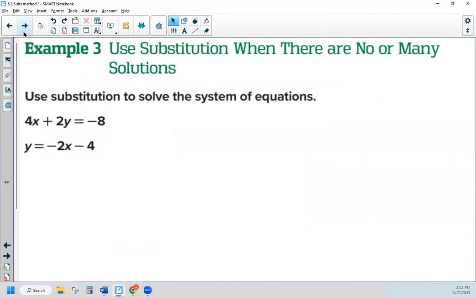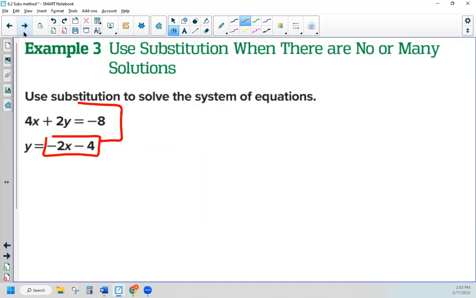Here we go. If we were to take the same steps to answer this question as we did in the previous one, we would look for an isolated variable. An isolated variable is a variable, a letter, that is by itself. You can see here in the bottom equation, it says y equals negative 2x minus 4. So we can grab what y equals and substitute it into the other equation's y.